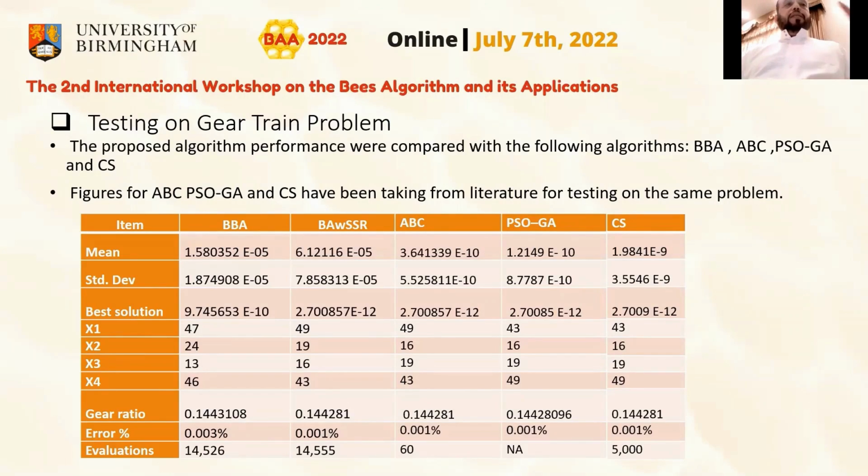This is the result of testing on the gear train problem. It was compared against PPA, ABC, BSO, GA, and CS. These algorithms were selected based on their performance, because they have performed very well on this problem. The results show the performance of the proposed algorithm, which was able to get a good best solution, even in terms of speed.